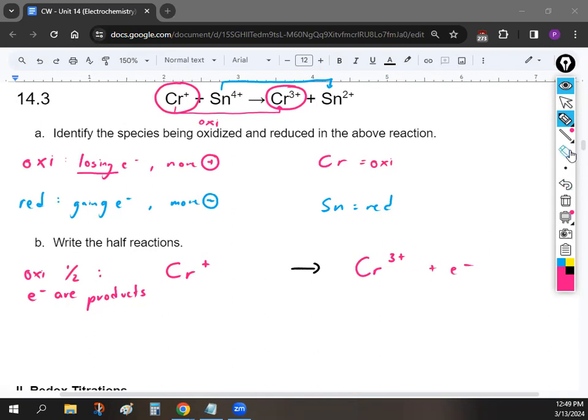So oxidation is when the charge goes up. Oxidation, yeah, it becomes more positive. Yeah, the value becomes higher. Okay, so here, we just need to make sure it's balanced. How many electrons did Cr plus lose? 2. So you just write 2 electrons for the product. And that's how you do half reactions. You're just basically writing down if electrons are reactants or if they are products.